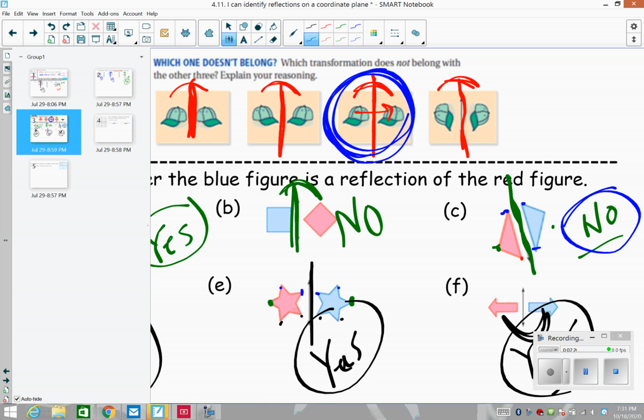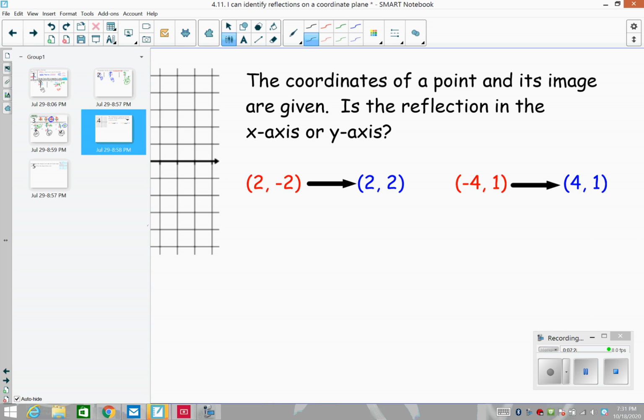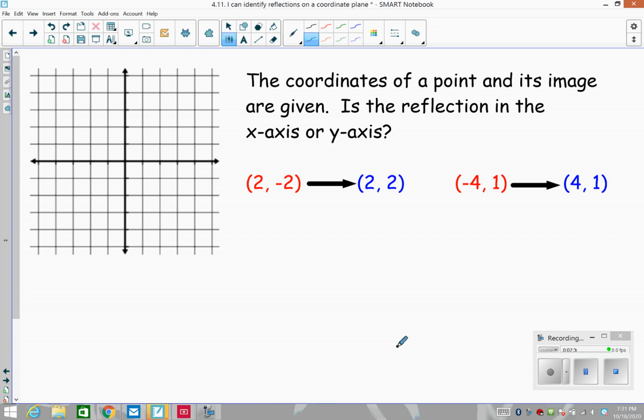Okay. So now let's talk about when we graph something. So what happens when we reflect on the coordinate plane? It says the coordinates of a point and its image are given. So here's the point, we'll say A, and here's the image, we'll say A prime. Is the reflection in the x-axis or the y-axis? So let's take a peek at this xy coordinate. That would be right 2, down 2. So right 2, down 2 is the coordinate A.